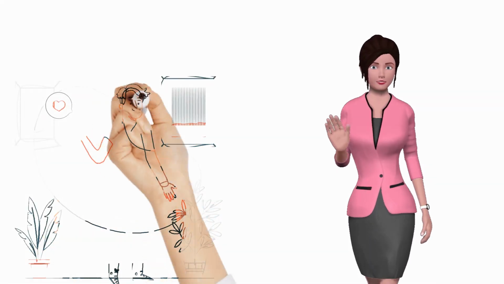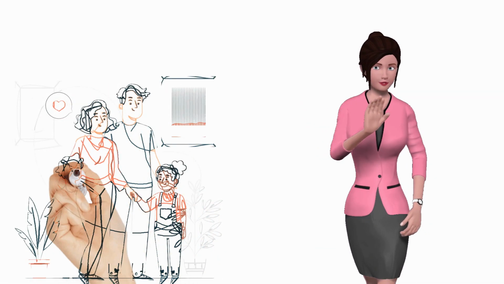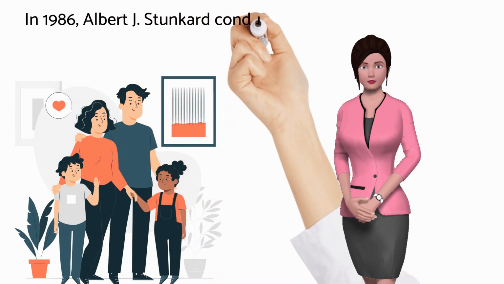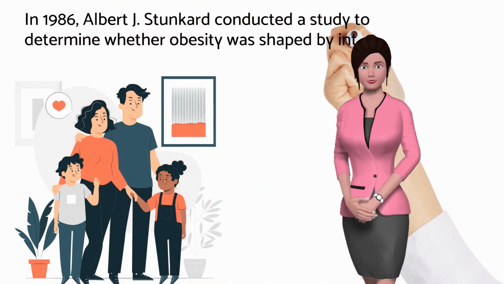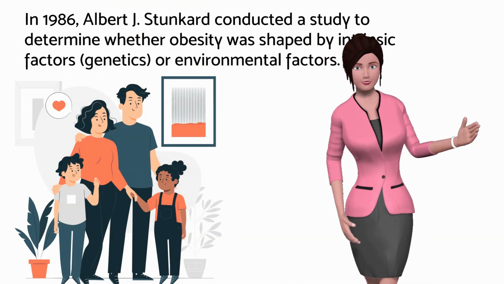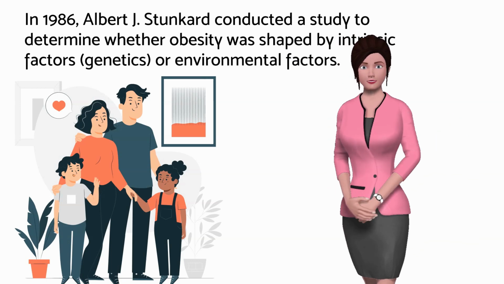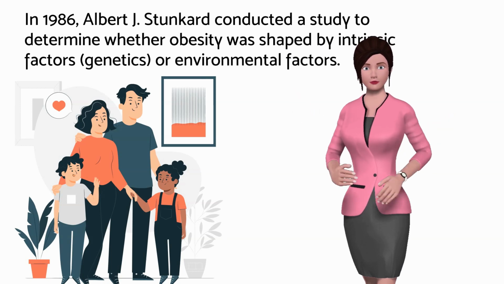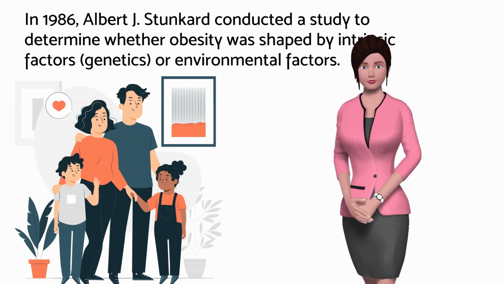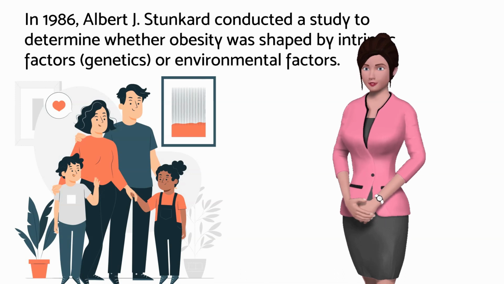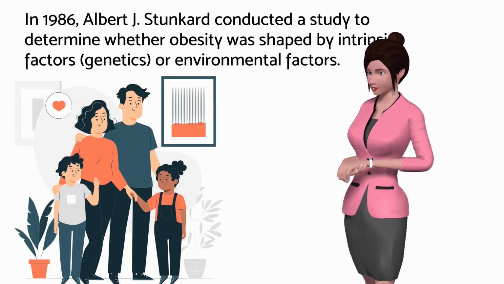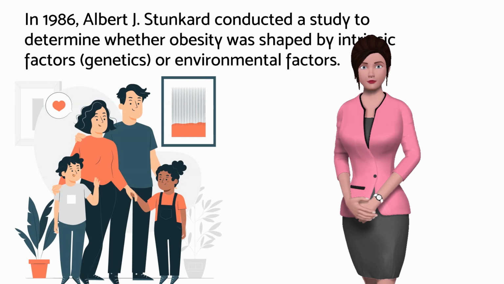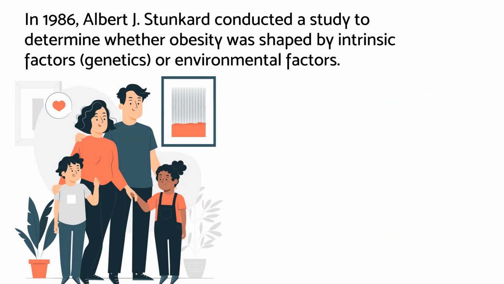In 1986, the New England Journal of Medicine released research by Albert J. Stunkard in Denmark. This study revealed whether there is a correlation between the weight of adopted children and their adoptive parents. Suppose there was a correlation. How strong was the correlation? This research departed from the endless debate in our society about what factors shape obesity, whether intrinsic or environmental factors. That was a never-ending debate.